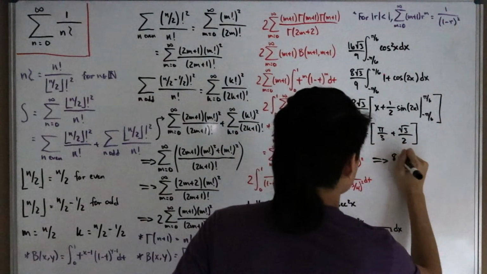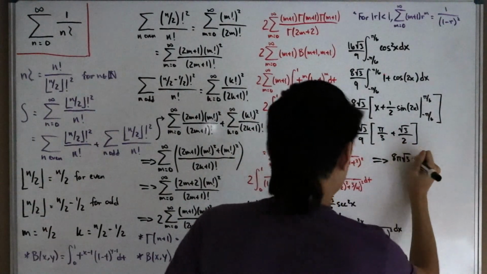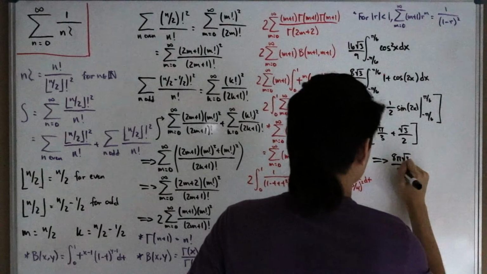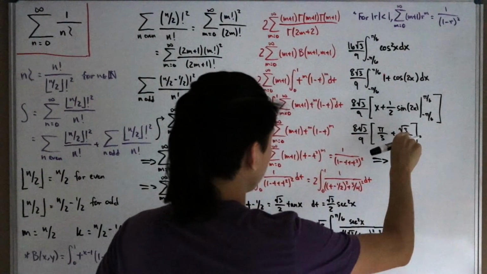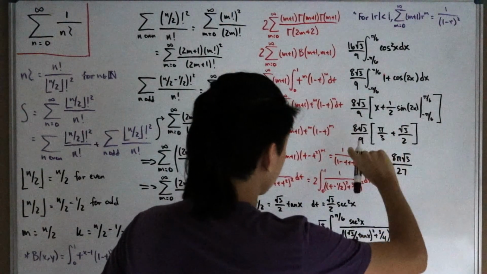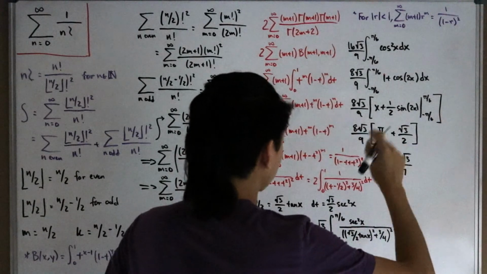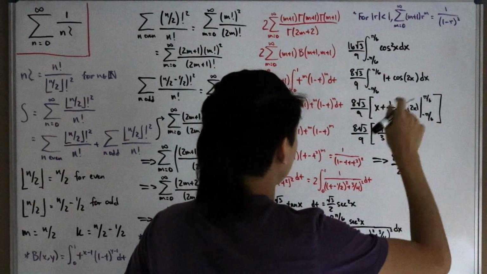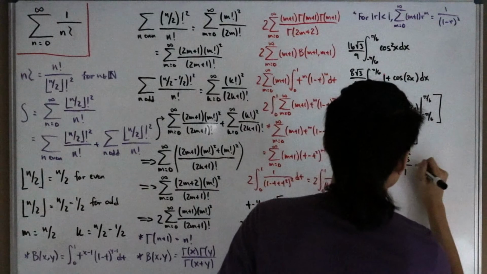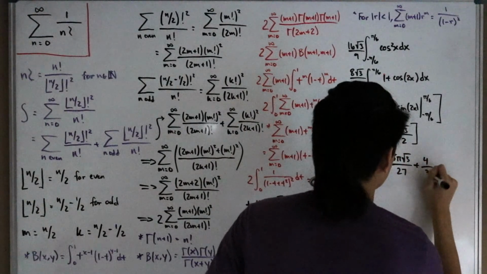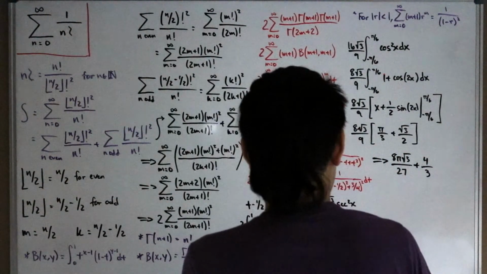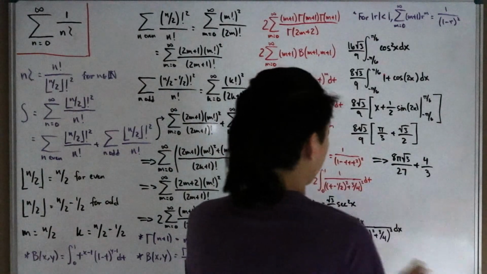This is just 8 pi square root of 3, then divided by 27, then distribute the 8 square root of 3 over here. Square root of 3 times square root of 3 is 3, then 24 divided by 18, so this is just plus 4 divided by 3. And there we have it, the final answer in red.